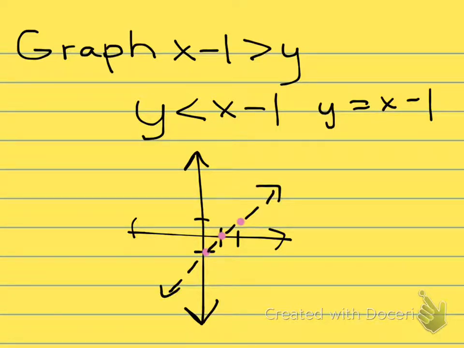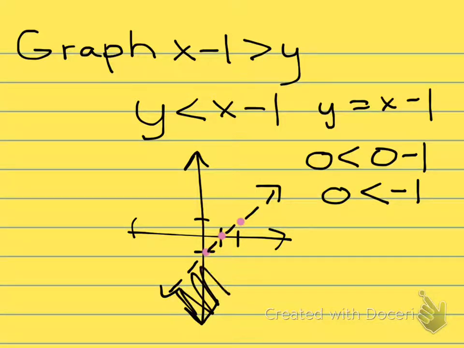And since I didn't use 0, 0 as part of my line, I'm going to use 0, 0 for my test point. So I plug in 0 for y, 0 for x, and I compare, is 0 less than -1? That is false. So again, I'm going to shade away from 0, 0, since it's a false statement.